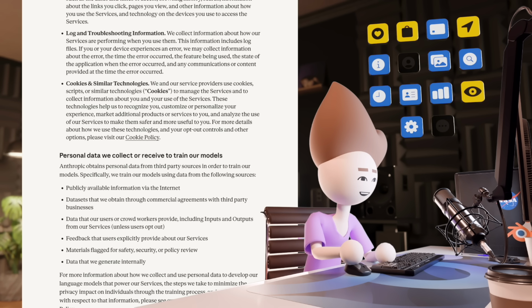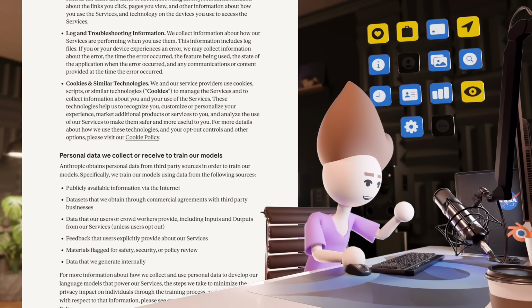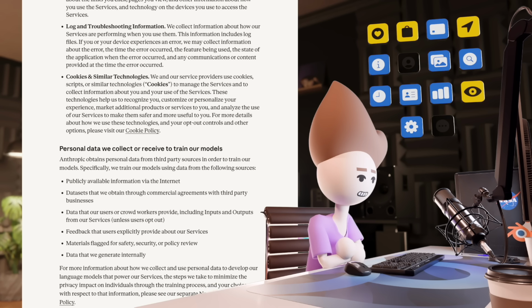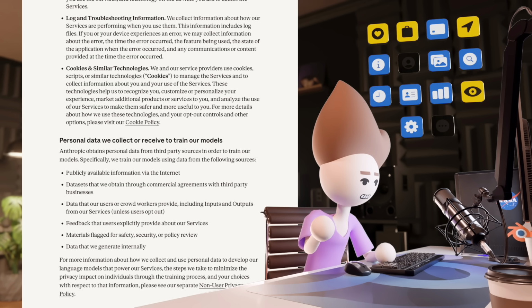Personal data we collect or receive to train our models. Okay, so this is kind of tricky to tag. On one hand, it's generally tricky to get these models to spit out the exact input, but it's certainly not impossible, as we've already seen this happen many times. In fact, there's some really fun lawsuits going on right now that are related to this exact issue. Since this is new for us, we will say that data that is used to train AI models will be considered shared data. Anthropic obtains personal information from third-party sources in order to train our models.